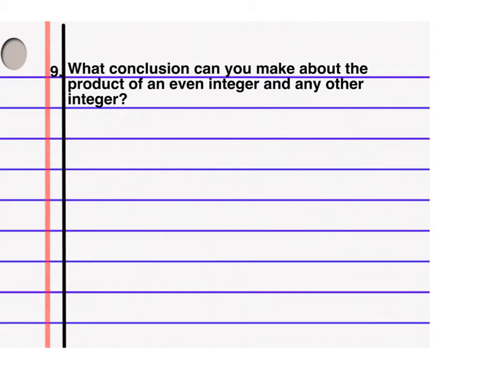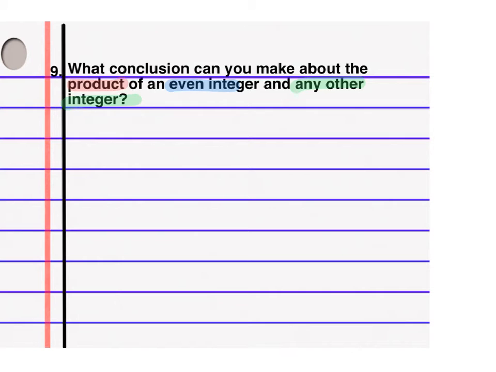Number 9. We've got 2 more examples, by the way, if you're wondering how long this is going to go. Number 9, what conclusion can you make about the product? Remember, product is when you multiply any even integer and any other integer.